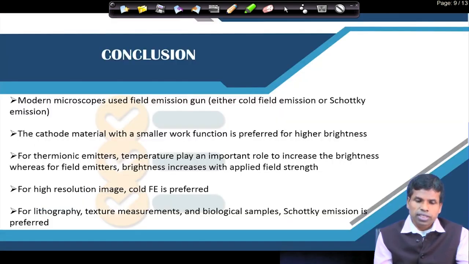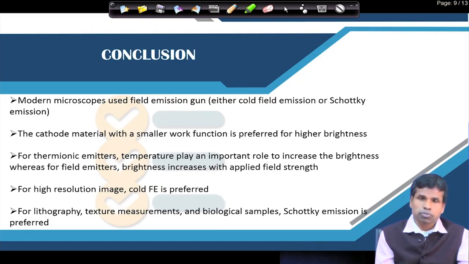So in today's lecture, we have discussed different types of guns, and as I mentioned, modern microscopes use a field emission gun, either cold field emission or Schottky emission gun. The cathode material with a smaller work function is preferred because we need less temperature or less energy to overcome the barrier to get higher brightness. For a thermionic emitter, temperature plays an important role in increasing the brightness, whereas for a field emitter, brightness increases with field strength.